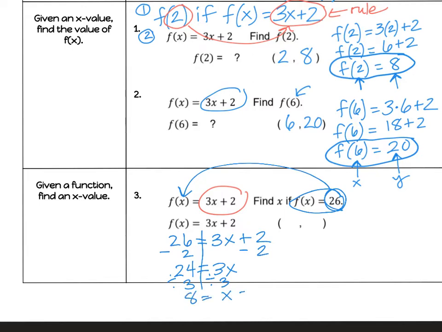Okay, so when our input is 8, our output is 26 when we use this rule that I've circled in red. So we need to make sure that I'm going to go ahead and circle that x equals 8, and then we need to fill in our ordered pairs. So when x is 8, y is 26.